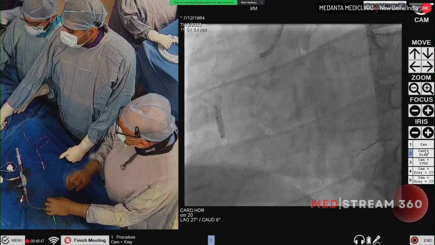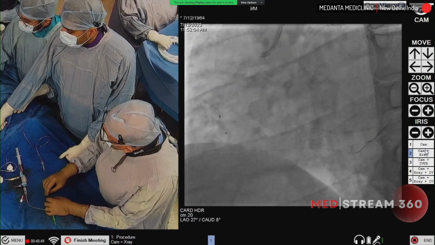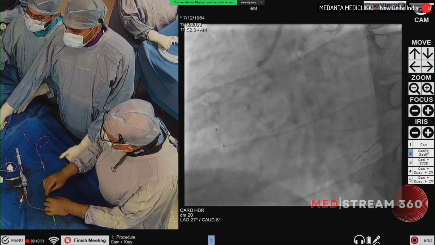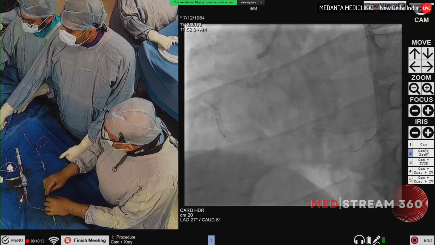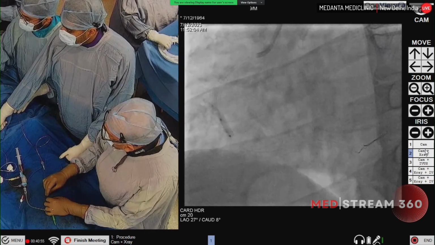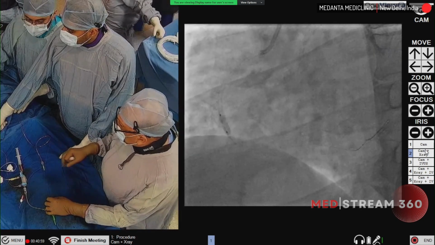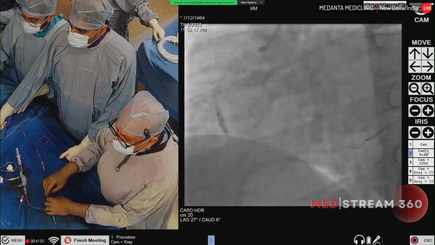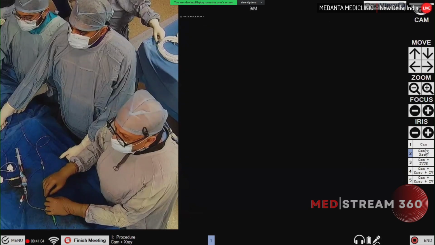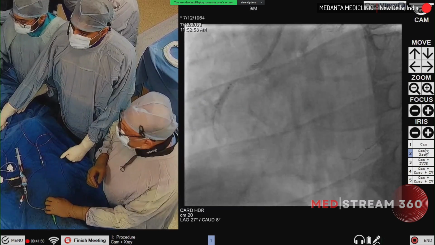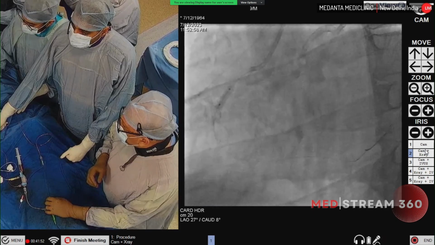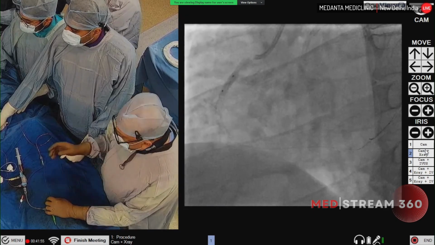Deflate. So it looks like we have covered the stent edge. 1, 2, 3, 4, 5, 6, 7, 8, 9, 10, 12. I think the stent is now very well expanded. Deflate, please. The dilatation looks quite okay. 20. Okay. Deflate.